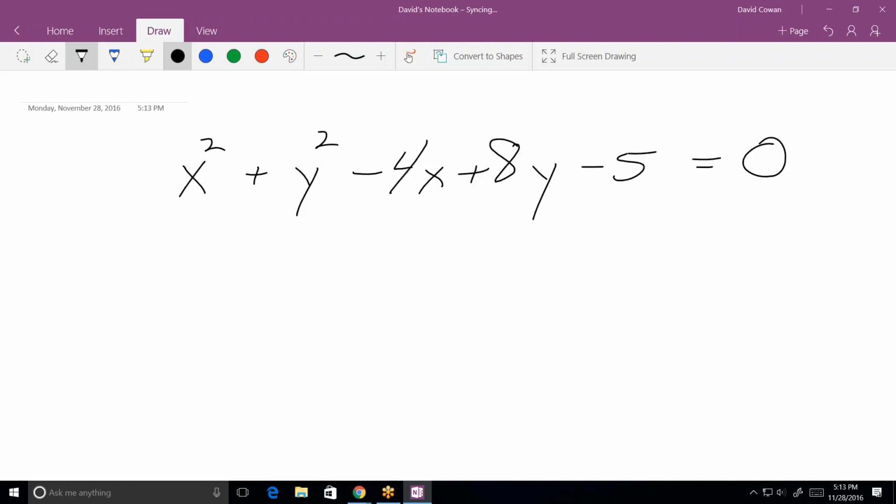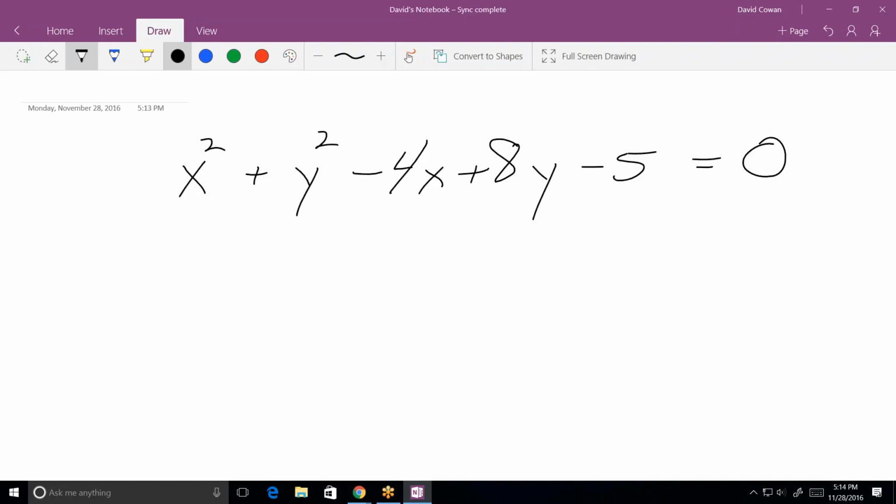This is the standard format for a polynomial, for any of the conic sections. For parabolas, for circles, for ellipses, and for hyperbolas. They're all liable to come as just a polynomial. And for you to get it into the standard format, you need to complete the square. Our standard format is x minus something squared plus y minus something squared equals r squared.